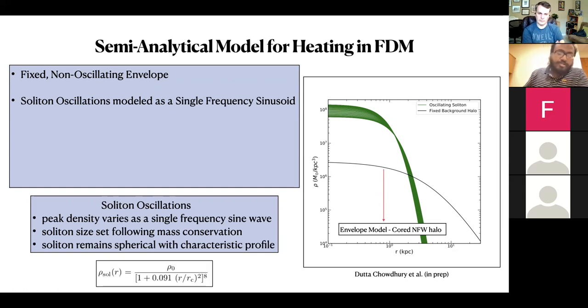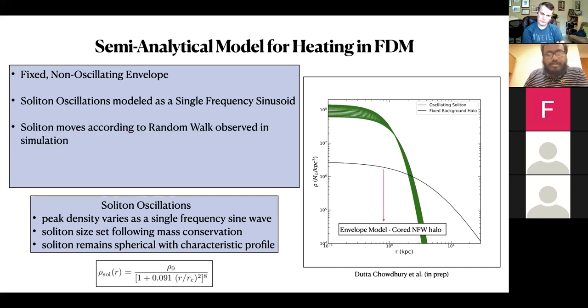In cosmological simulations, it is seen that the time-averaged soliton profile is given by the relation that I'm showing below. And we assume that when the soliton is oscillating, that relation is also maintained. Then from the simulations, we know how the soliton is moving around, so we know what the random walk is. We just take that as we see it in the simulation and input that into our semi-analytical model.